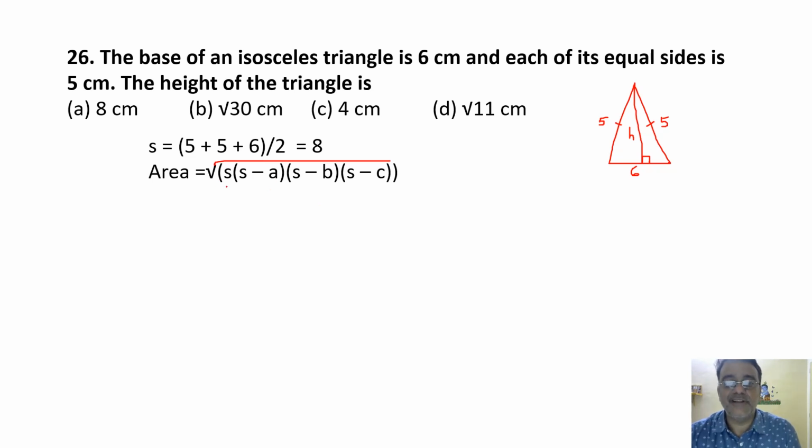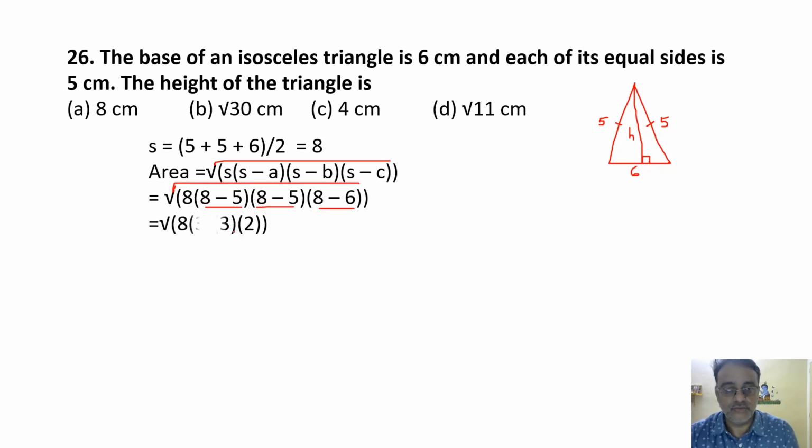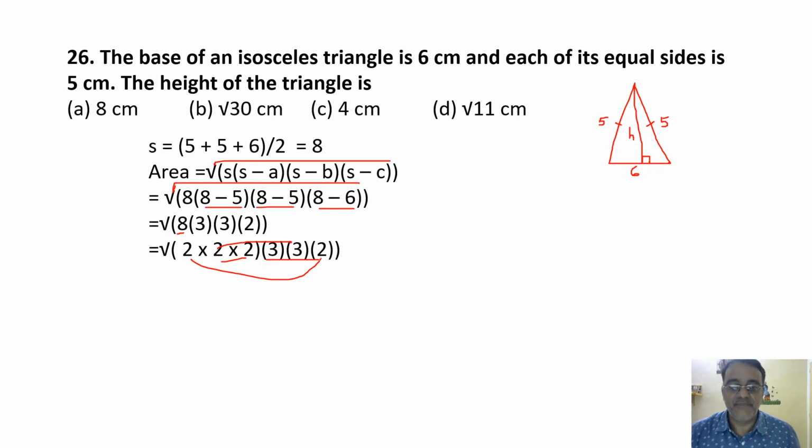So now substitute all the values. 8 into 8 minus 5 into 8 minus 5 into 8 minus 6. Okay, don't confuse with this one. Full है 8 into 3 into 3 into 2. Right? 8 we can write 2 into 2 into 2. Now see how many pairs we have of 2. 2 pairs. 2 into 2 and this also 2 into 2 and 3 into 3. So सभी numbers pairs में हैं. So we are getting 2 into 2 into 3. That is 12 centimeter square.